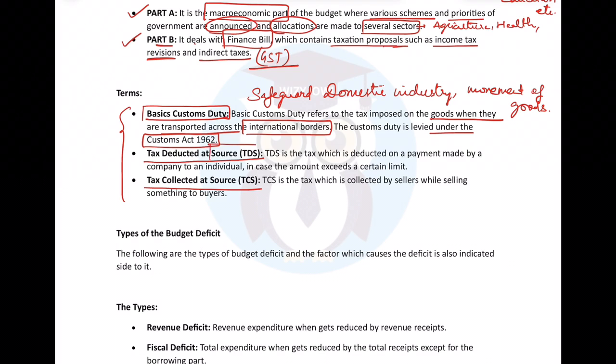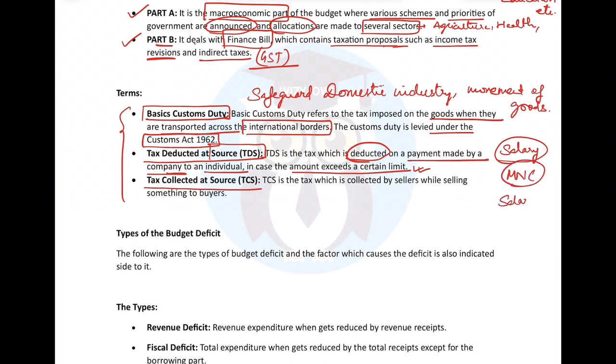Tax deducted at source is the tax deducted on a payment made by a company to an individual in case the amount exceeds a certain limit. For example, salary. If a person working in an MNC receives a salary, the company deducts 10% TDS. Now to get this back, they have to file ITR and report the whole income, resulting in tax compliance.